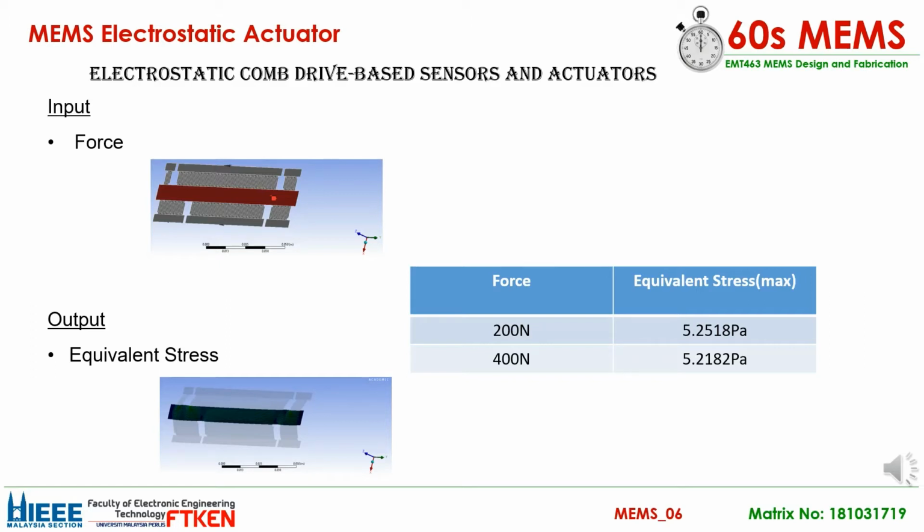There are two different forces applied during the simulation, which are 200 Newton and 400 Newton. For the input of 200 Newton, the output was 5.2518 Pascal. For the force of 400 Newton, it is 5.2182 Pascal. From this, we can conclude that when the force increases, the equivalent stress decreases.